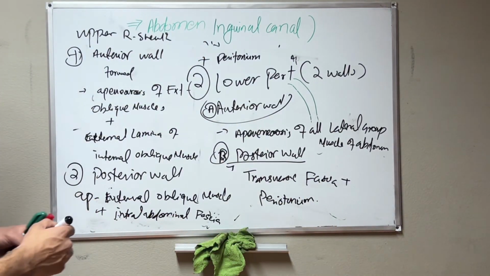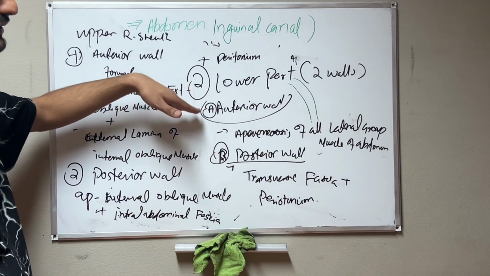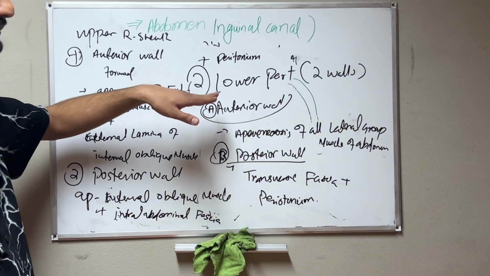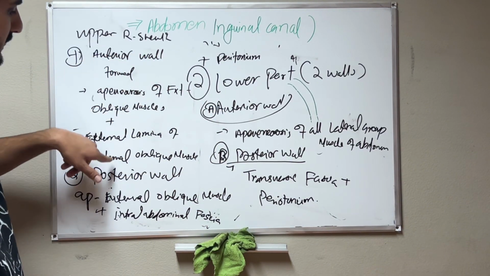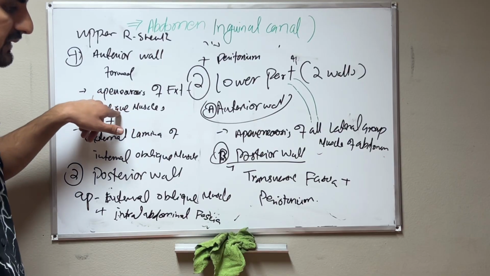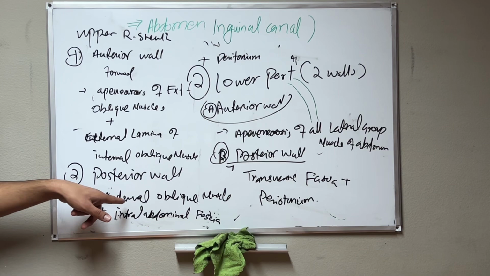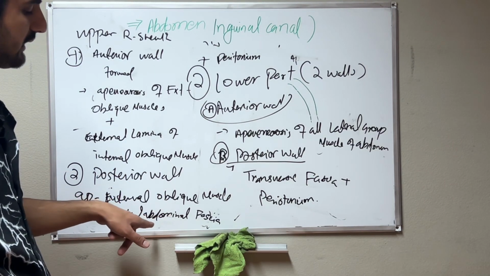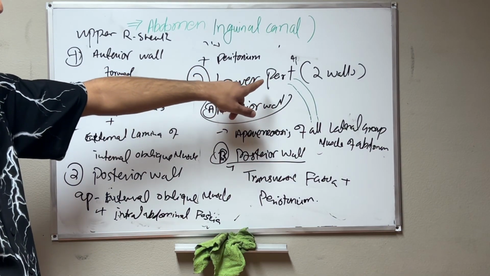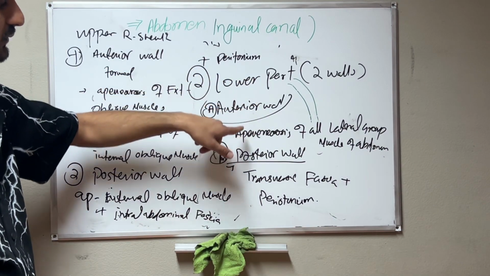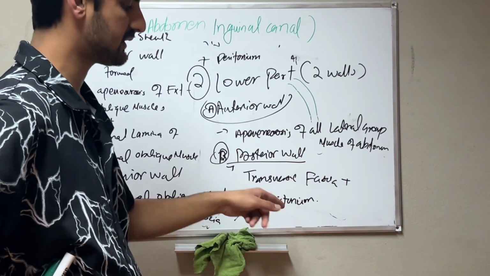Okay, very simple. The rectus sheath is divided into two parts, an upper part and a lower part, the division being 2 to 5 centimeters below the umbilicus. The upper part is divided into an anterior wall and a posterior wall. The anterior wall has the aponeurosis of the external oblique muscle and the external lamina of the internal oblique muscle. The posterior wall of the upper part has the aponeurosis of the internal oblique muscle plus the intra-abdominal fascia. Then the lower part of the rectus sheath also has two walls. The anterior wall has the aponeurosis of all the lateral group of muscles of the abdomen, and the posterior wall has the transverse fascia plus the peritoneum.